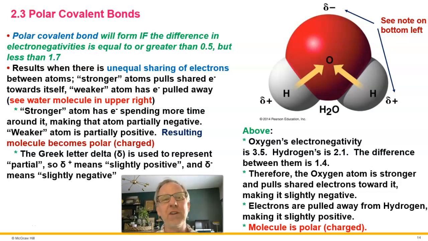So there you go. That's how you get polar covalent bonds: the difference in electronegativity between the two atoms is between 0.5 and 1.7. They will not share equally. They still will share, but they won't share equally, and that will make the covalent bond polar.